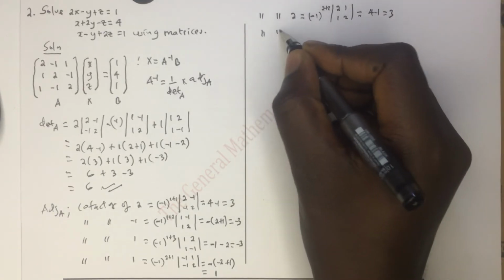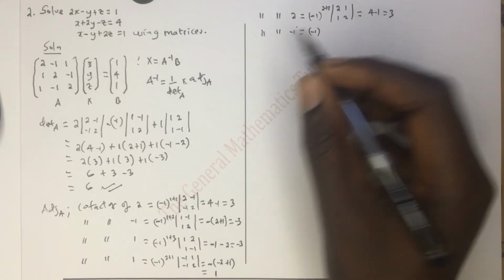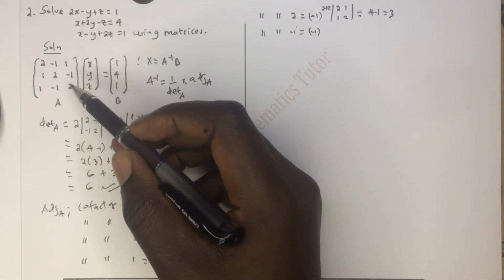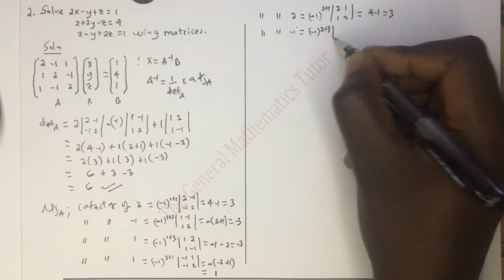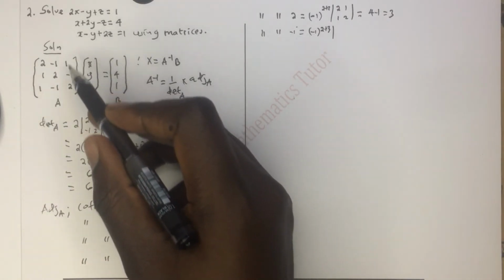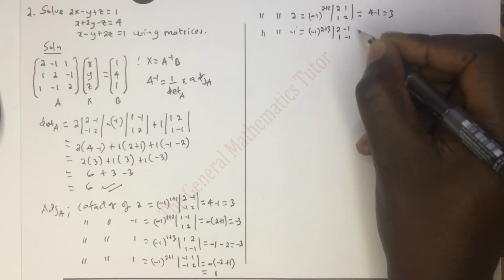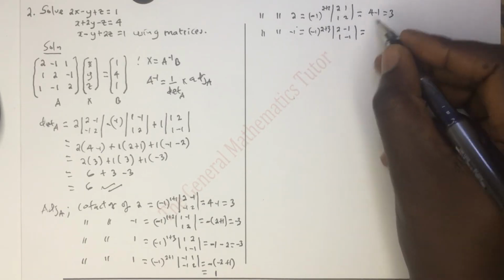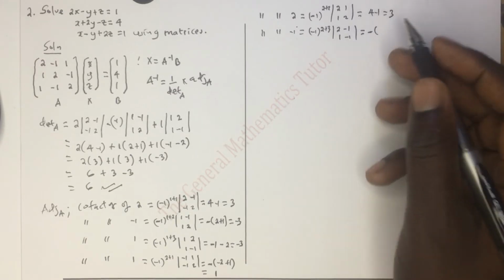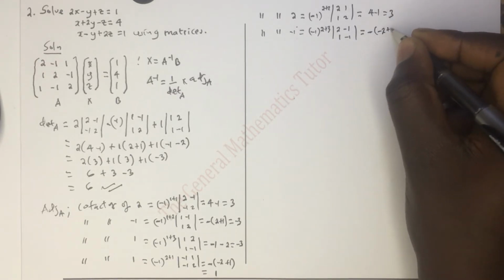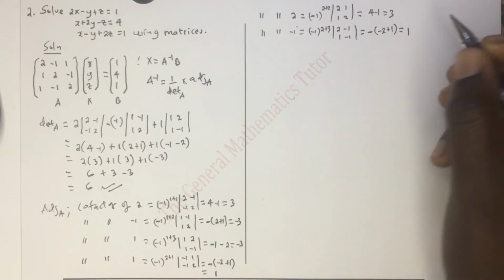And then we go to the cofactor of the next element, that is negative 1. So negative 1 is in row 2, column 3. When you cover its row and column, you're left with 2, negative 1, 1, negative 1. So since this is odd, the negative will hold. So we have 2 by that is negative 2 plus 1. So that is negative 1 times negative 1, that is just 1.